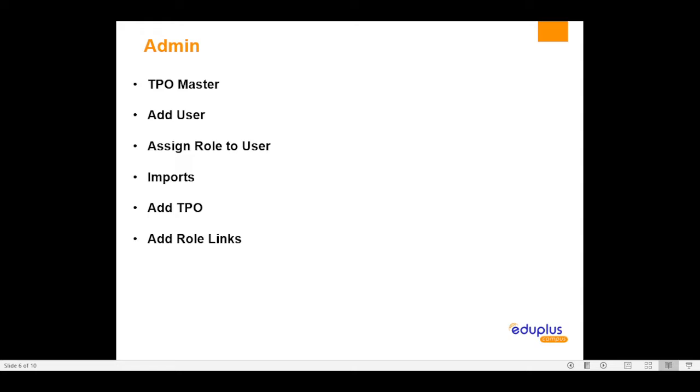So in the last video, we have seen the student role. Now in today's video, we will see the admin role. In the admin role, admin has been given the facility of the TPO master. He can add the user, he can assign the role to the user. It also has a facility to add the information in a bulk format by using the import facility. Similarly, admin can add the TPO, admin can add the role links.